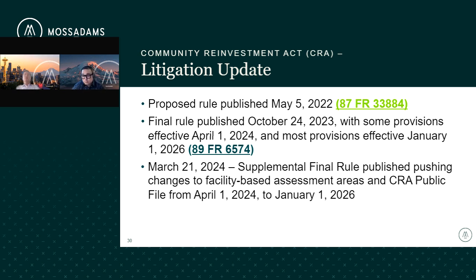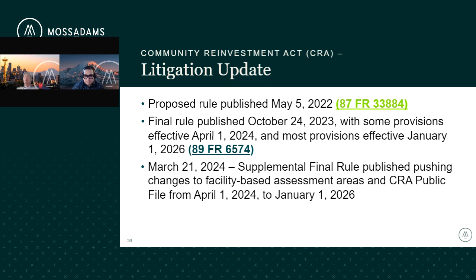So the proposed rule for the Community Reinvestment Act, and for those that work for financial institutions, updating the Community Reinvestment Act is certainly long overdue, originally published in 1977. The proposed rule was published in 2022. The final rule was published on October 24th of 2023. Some of the provisions were originally effective April 1st, 2024, with the remaining provisions effective at the beginning of 2026.